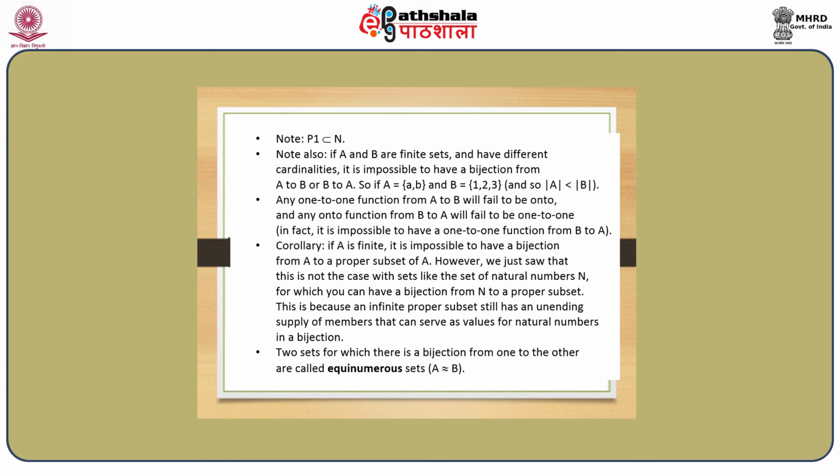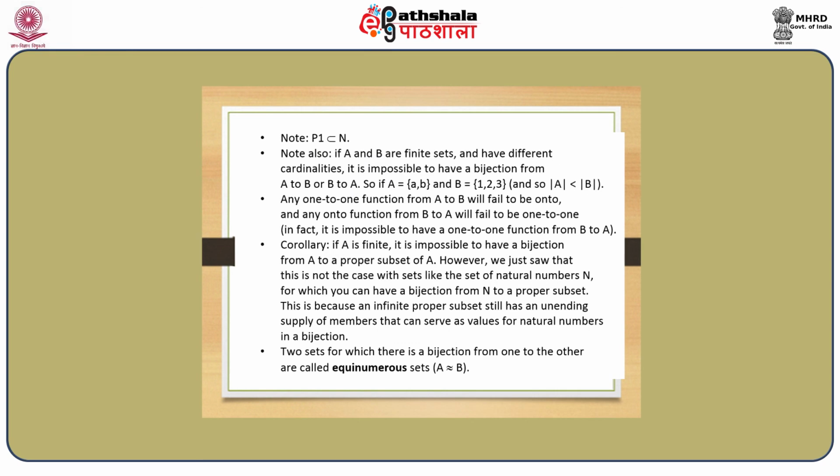One corollary of this fact is that if A is finite, it is impossible to have a bijection from A to a proper subset of A. However, we just saw that this is not the case with sets like the set of natural numbers, N, for which you can have a bijection from N to a proper subset. This is because an infinite proper subset still has an unending supply of members that can serve as values for natural numbers in a bijection.